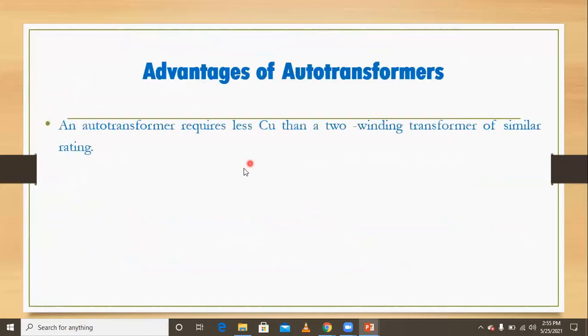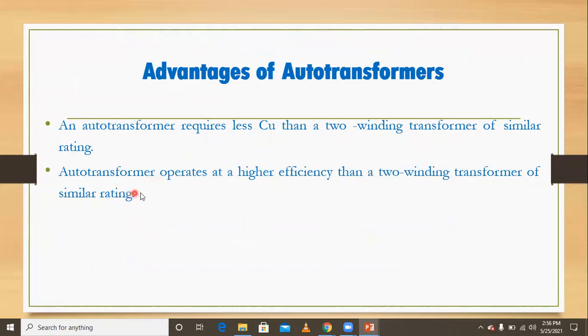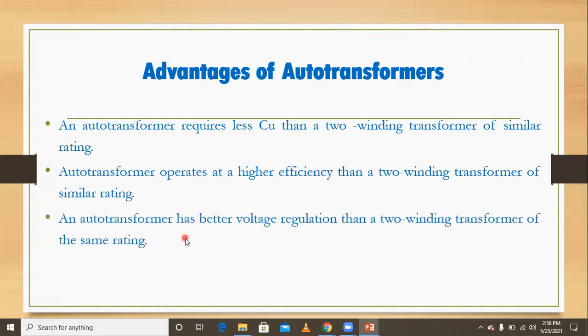Then the advantages of the auto transformer. An auto transformer requires less copper than a two winding transformer of similar rating. Understood? Second, an auto transformer operates at higher efficiency than a two winding transformer of similar rating. And next, an auto transformer has better voltage regulation than a two winding transformer for the same rating.